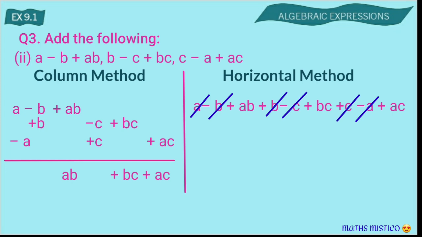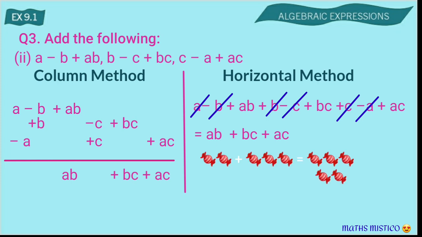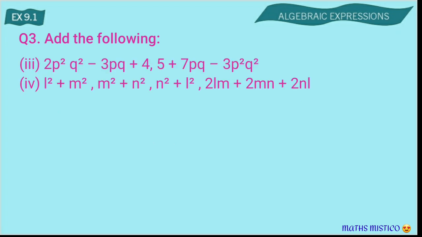Now if any like terms are left, add them. As you can see, all the remaining terms are unlike, so we will copy them down because they cannot be added. Why? Simple. 2 toffees plus 3 toffees is equal to 5 toffees. But is 2 toffees plus 3 pencils equal to 5 pencils? We cannot add them. Got the point? Now it's time to check yourself. Pause and take 5 minutes to solve the remaining parts, and then you can cross-check your answer.